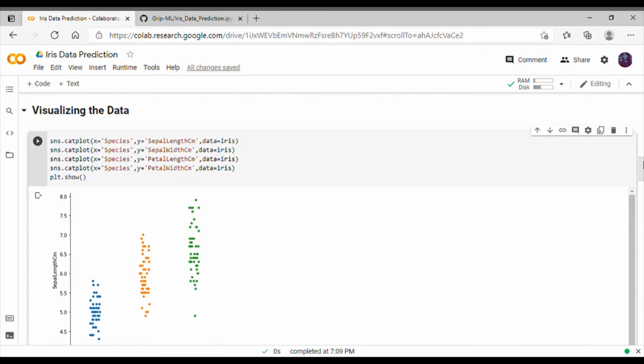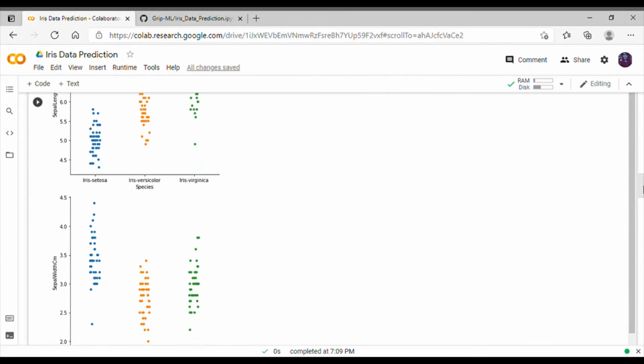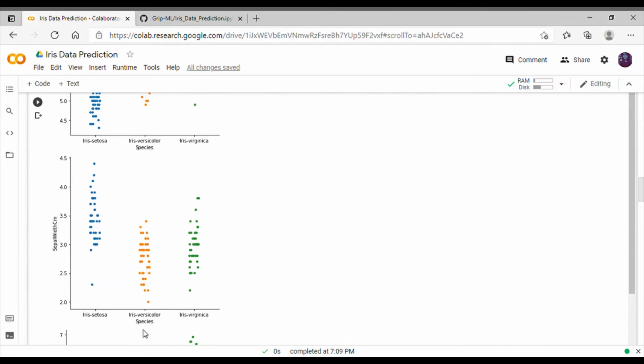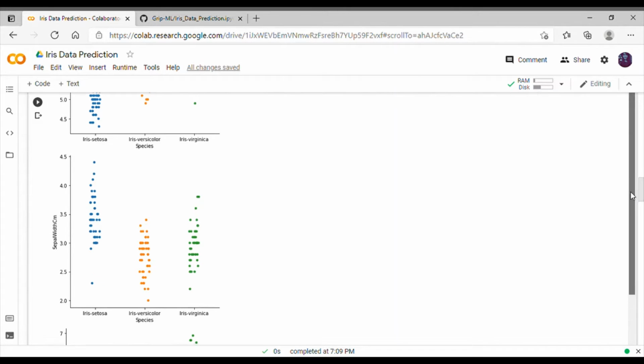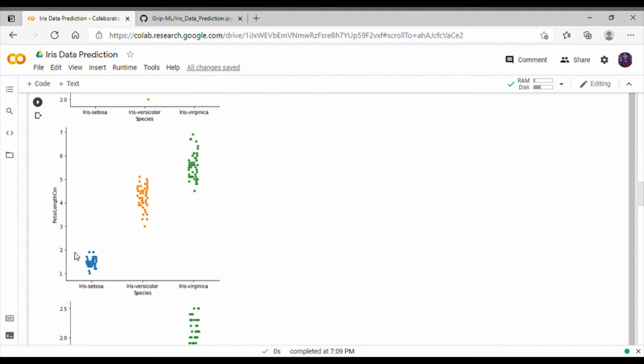In the first graph, we have species on the x-axis and sepal length on the y-axis. For Iris setosa, versicolor and virginica, we can see that the points are scattered in a large region. In the second graph, for the species and the sepal width, here also we can see that points are scattered in a large region. For the third graph of species versus petal length, the points for the Iris setosa are cluttered in a particular region, and similarly these points are also cluttered in a small region.